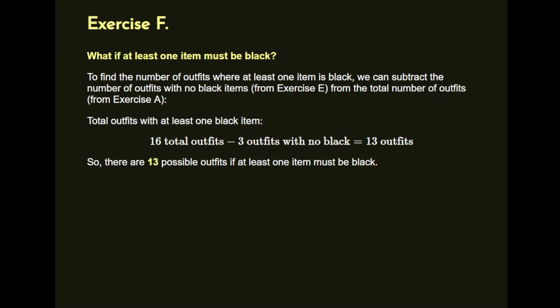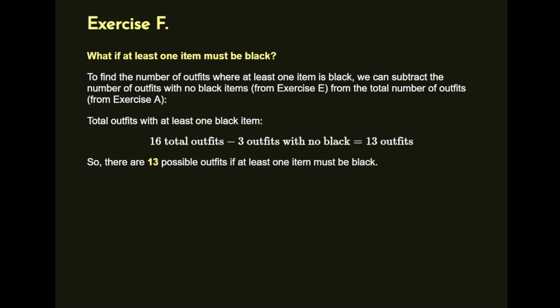work from there. Now, what if at least one item must be black? So this is an extension of what I've just said previously. It's just looking at the idea of a complement, which is a very useful way of thinking about these problems. And this just takes the next step. So to find the total number of outfits where at least one item is black, we subtract the total number of outfits where there are no black items, which is what we just did in the previous exercise. We found that there were three possible combinations where there was no black clothes involved.